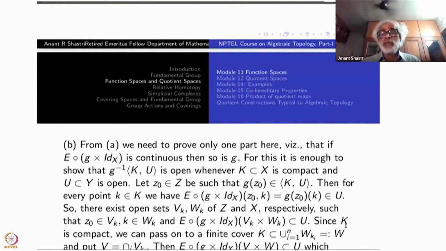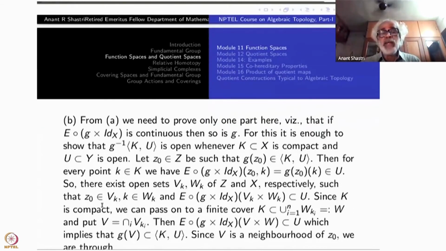Now we use the fact that K is compact. We can pass on to a finite cover, K contained inside the union i from 1 to n of Wki. What I have done is, for each point k inside K, we have found a Wk. So all these Wk's form a cover for K. Therefore, there is a finite cover Wki, and K is contained inside the union of Wki. So let us call this union W.